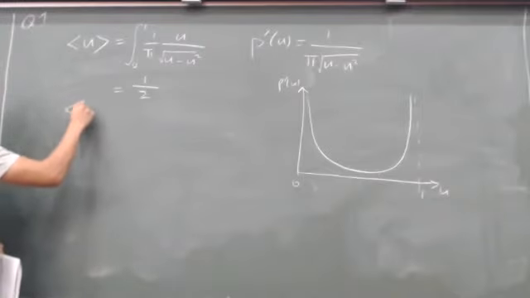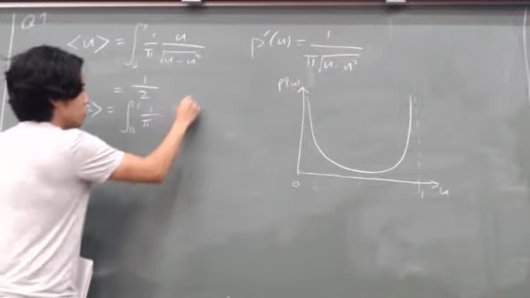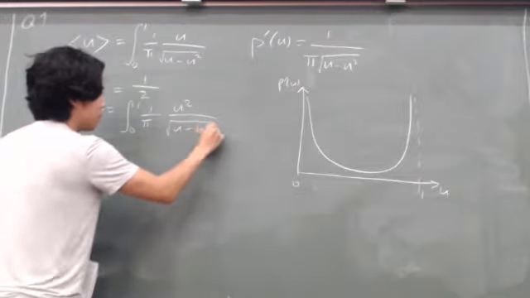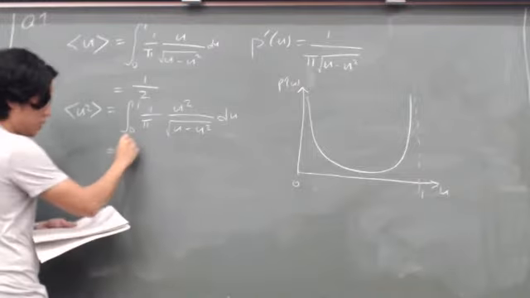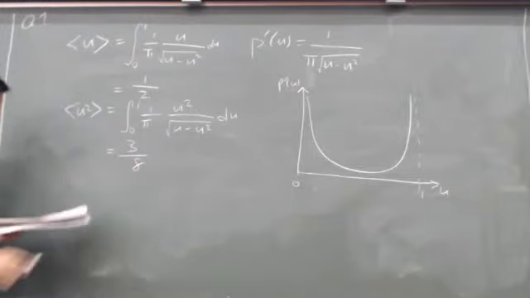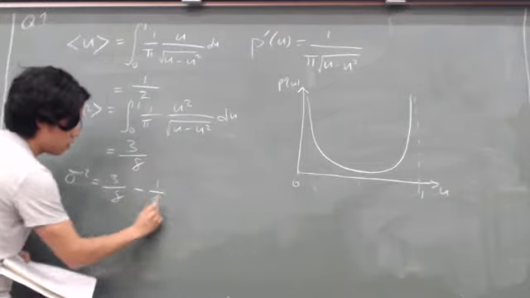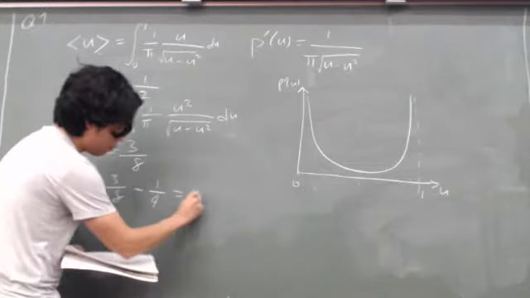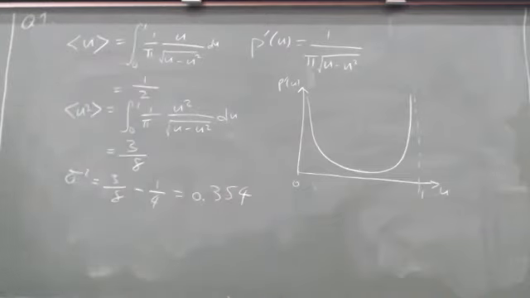And then find u squared. 0 to 1, 1 on pi, u squared on square root of u minus u squared, du. And that equals 3/8. So then your sigma squared is 3/8 minus a quarter. So it's equal to about 0.354. Yeah, all good.